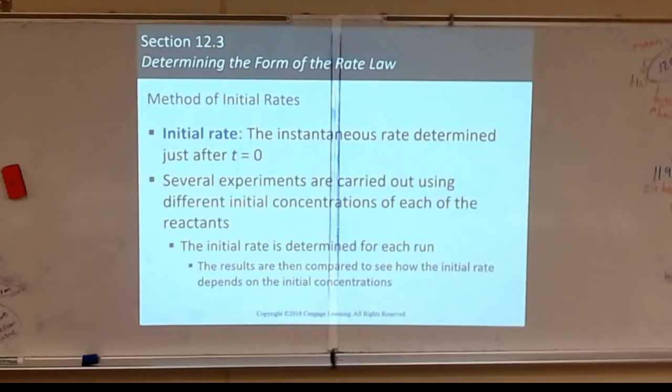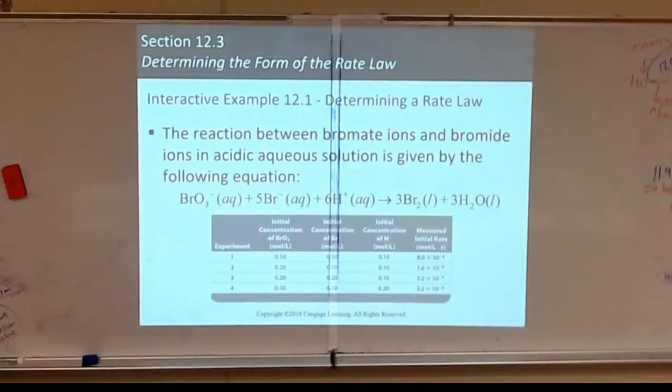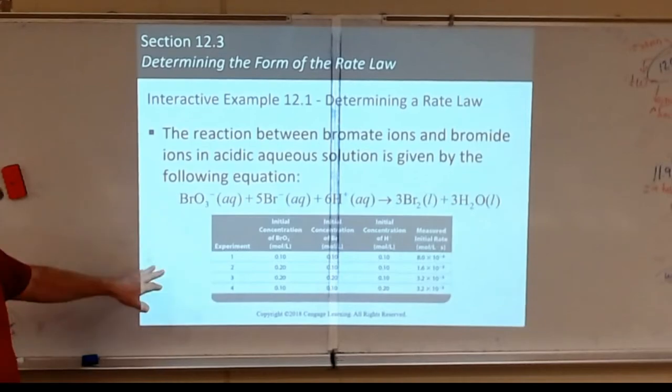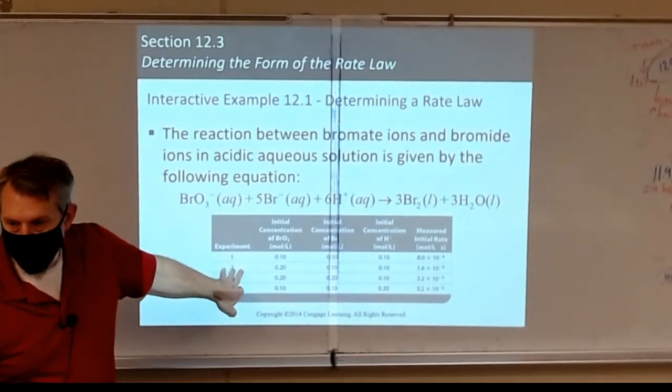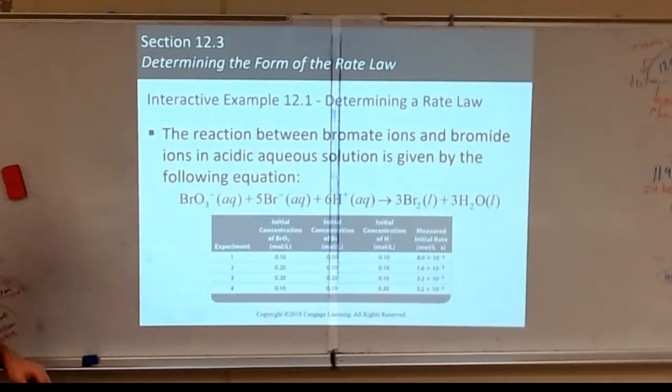Initial rates: this is right after time 0, we just call it time 0. We carry out the same experiment, we just change the concentrations. So it's all at time 0, but we change the concentrations, and that will tell us how concentration affects rate. We do a bunch of runs, we get a bunch of experiments, and we end up with something that looks like this. This is what's going to be given to you on a test, both mine and the AP test.